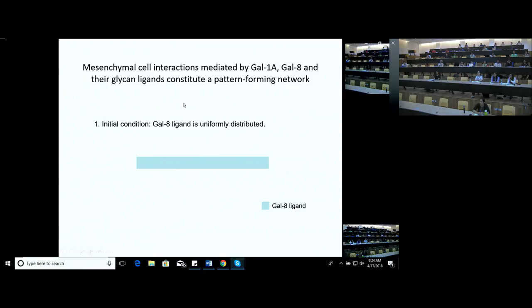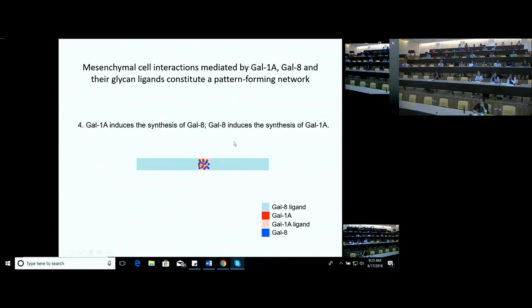on. So the initial condition is that galectin 8 ligand is uniformly distributed. So if there's a fluctuation that leads to locally elevated galectin 1A expression, what it does is that it induces its own ligand, which restricts its diffusion. But it also induces the synthesis of galectin 8, and galectin 8 induces the synthesis of galectin 1A, as shown by the experiments that I described before.